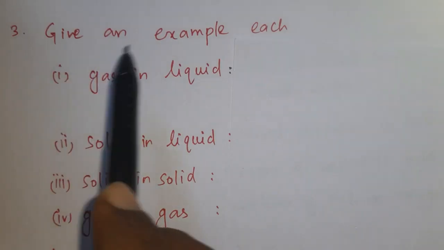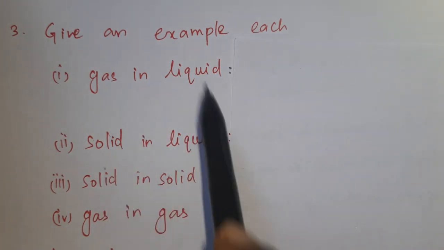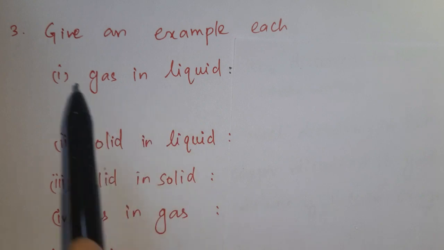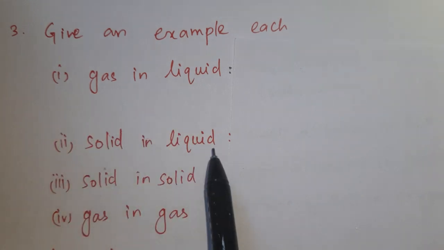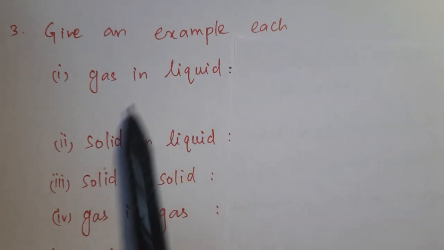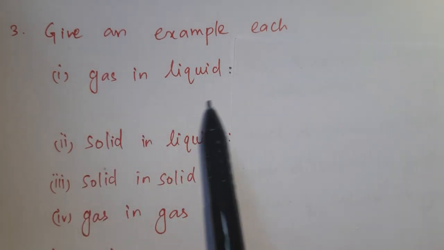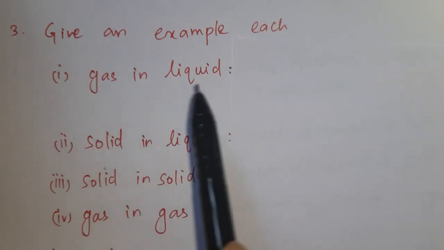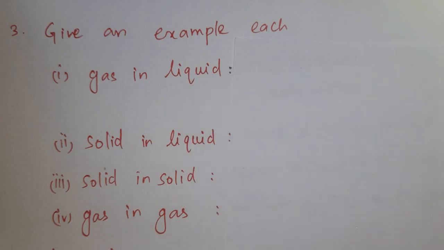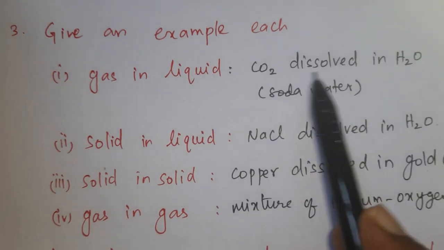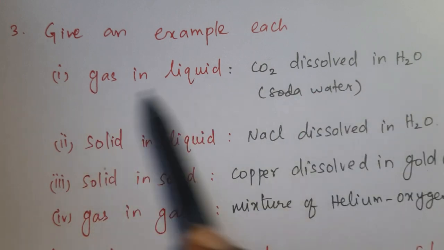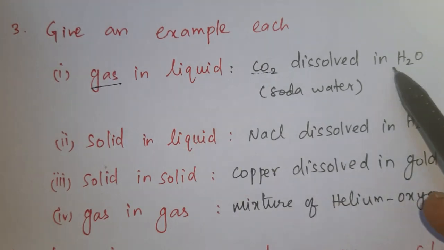Number 3, give an example each. First one, gas in liquid. So liquid should be more, gas should be small. Then solid in liquid, solid in solid, gas in gas. You will see the examples are very easy. Liquid like soda water. In the water we added carbon dioxide. So CO2 is gas, then liquid is the water. So the first one is CO2 dissolved in water, that is soda water.